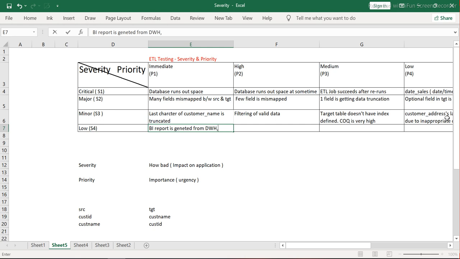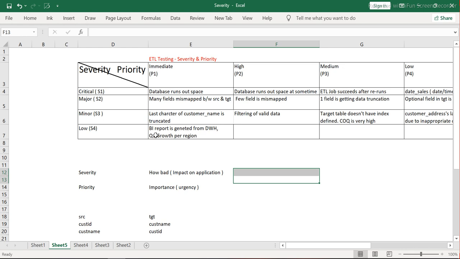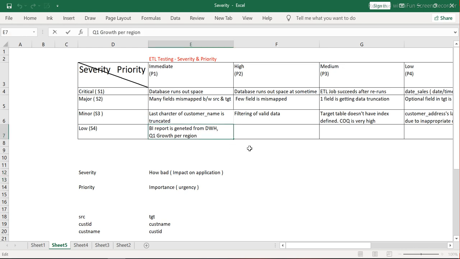What will happen is, on the report, let's say the report name is wrong. How is it wrong? Let's say what I'm expecting is Q1 growth per region. For every region, what is the growth? It's not only Q1, it can be Q1, Q2, Q3, it's quarter-wise, right? So this is what I'm expecting basically. Let me put it as expected.